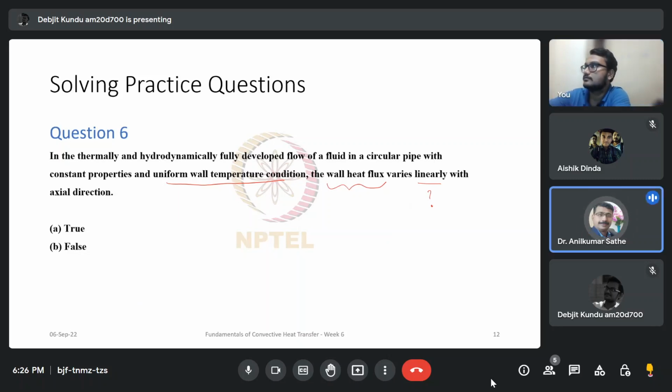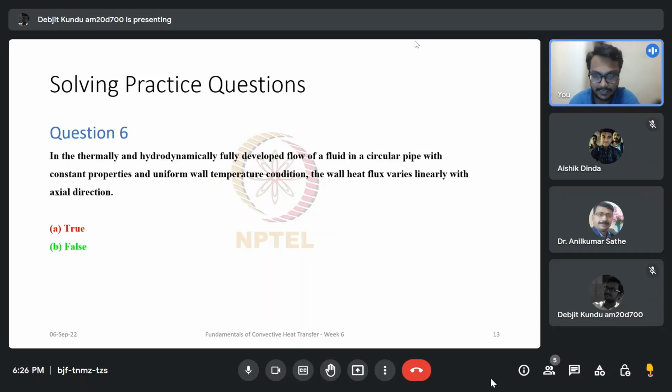Actually, sir, probably it is going on increasing, but probably exponentially, not linearly. Correct. So it's false. If we have a look at the correct solution, it is indeed false. And your reasoning was correct as well.